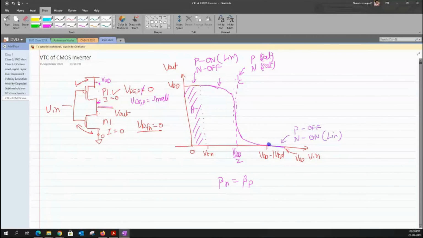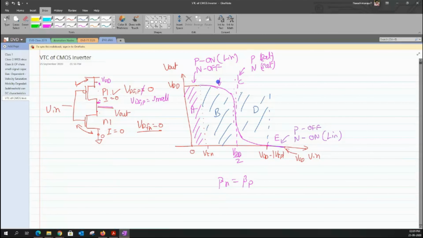Obviously, we have one more region where the input falls between VDD minus VTP to VDD. We call this region E. Now, obviously, we are left with two other zones, which is this zone and this zone, so we will name them B and D here. So we can basically split this into 5 different regions of operation. Now let us look at the region of operation across B as well as across D.